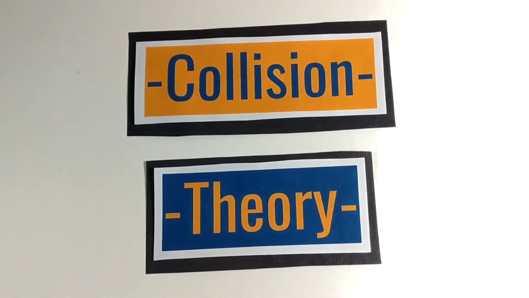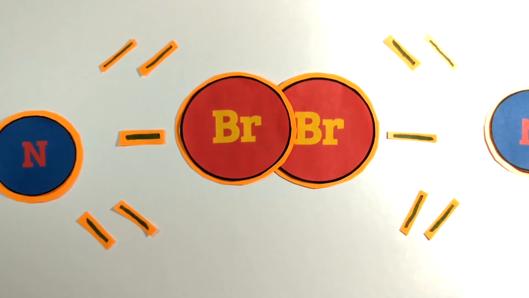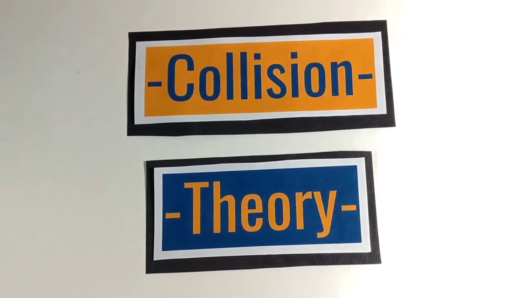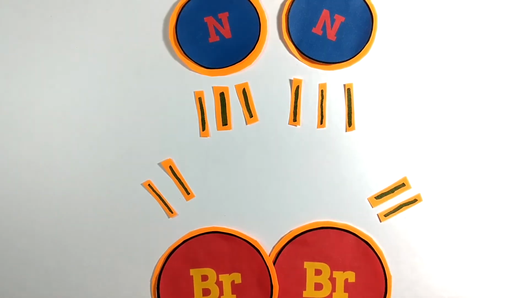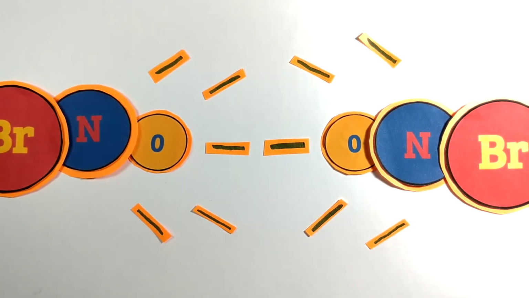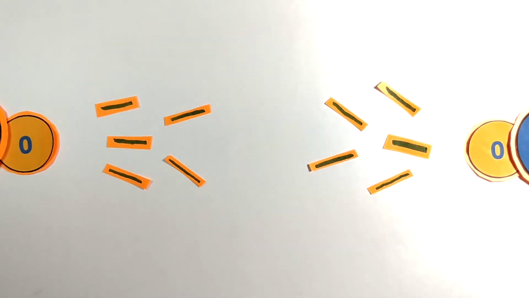Let's look at an example of a collision that results with the reaction occurring. Let's look at one more example. Now let's look at an example of a collision where the reaction does not occur. Whoa, collision theory is pretty whack.